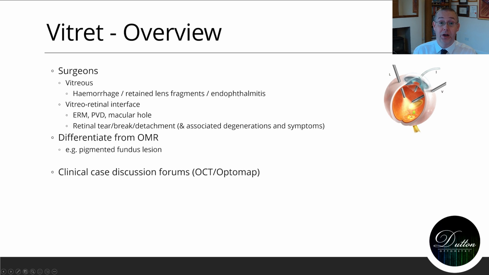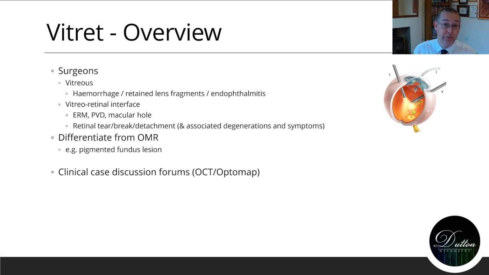Vitreoretinal specialists are surgeons. They're particularly interested in the vitreous, for example a vitreous hemorrhage, any complications from cataract surgery such as retained lens fragments, and more serious complications such as endophthalmitis. They're also interested in the vitreoretinal interface, so the more anterior retina, and that could be your epiretinal membranes, PVDs and macular holes. You also have that cohort of retinal tears, breaks, detachments, and the associated degenerations and symptoms associated with that. It could be lattice degeneration, it could be flashes and floaters.